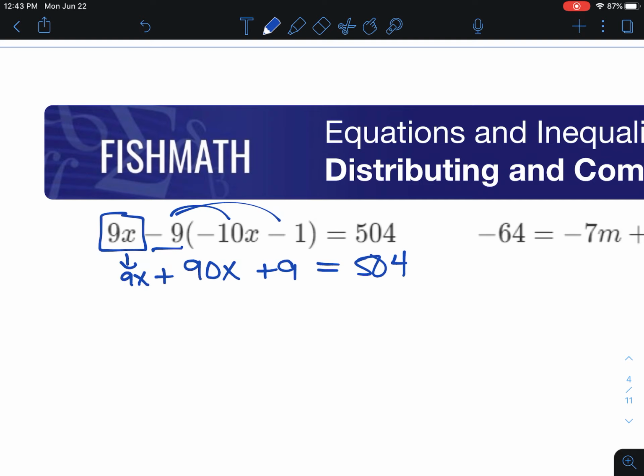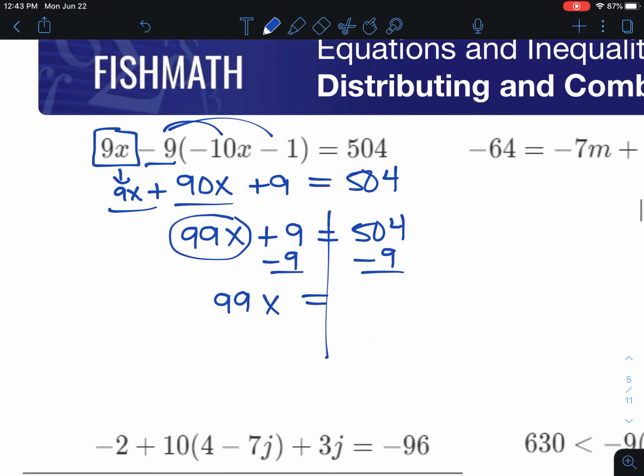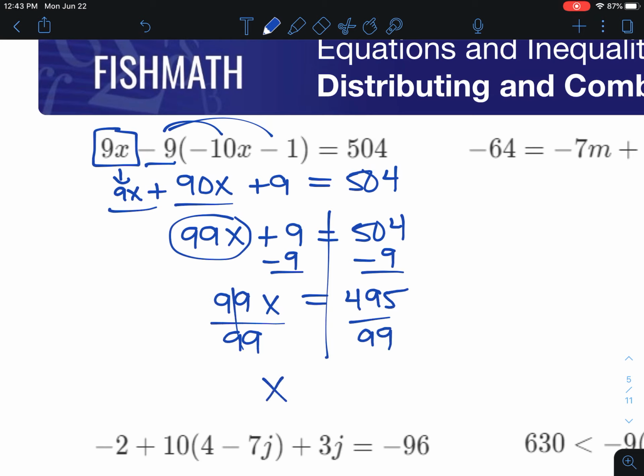Now we're going to combine like terms and then solve a two-step. Our x's go together, you get 99x plus 9 equals 504. Now we have a two-step equation. Don't touch the variable, move the 9 by subtracting it. So we get 99x equals 504 minus 9, which is 495. We're going to then divide both sides by the 99, and we get our answer, which is 5.